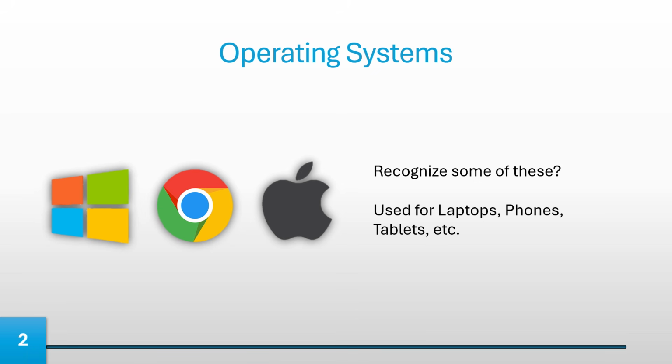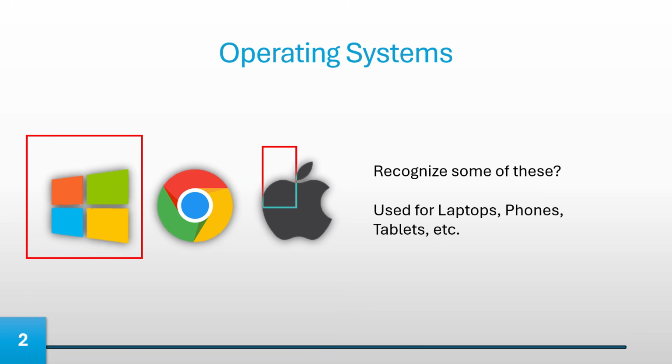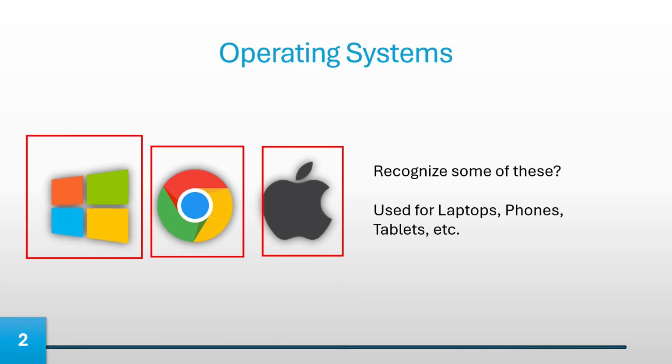Now let's take a look at operating systems. Now, an operating system is a type of software, but it's the primary software for a computer. If you walked into a store, you may recognize some of these icons here. These are different operating systems. So if you're picking up a computer, you may see this icon. If you're picking up a phone, you may see this icon. Or if you're picking up another type of computer, something like a Chromebook, you may see this icon here. So these are different operating systems, and they're used for laptops, phones, and tablets.